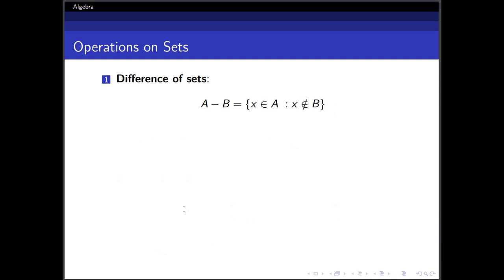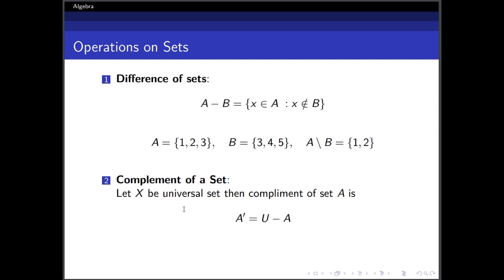Then next operation is difference of sets. So if A and B are any two sets, then their difference is defined as A minus B is equal to {x belongs to A such that x does not belong to B}. For example, if A is equal to {1, 2, 3}, B is equal to {3, 4, 5}, then its difference, also denoted by A slash B, is exactly {1, 2}.